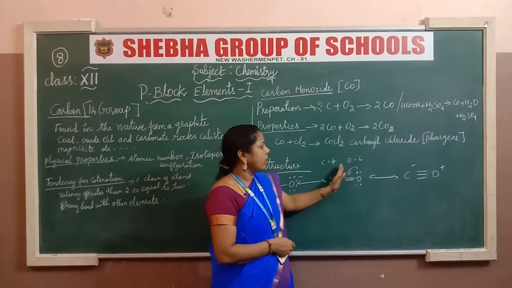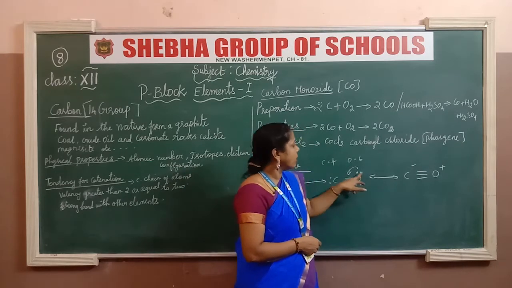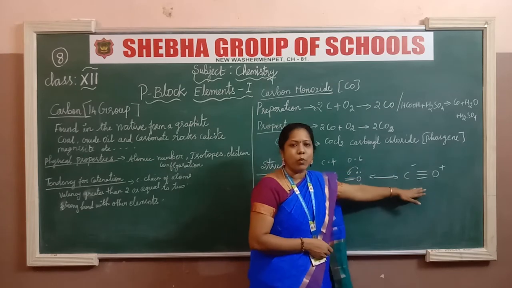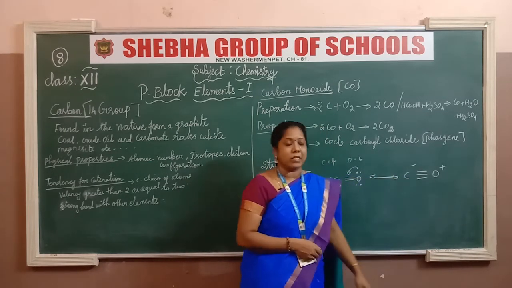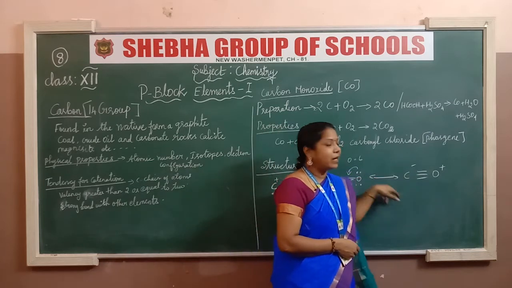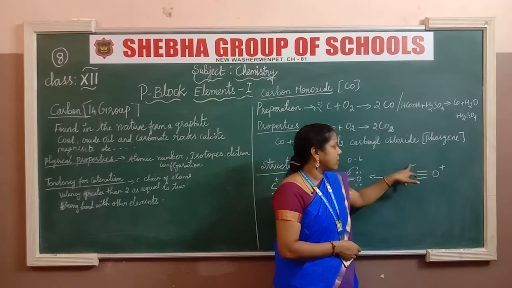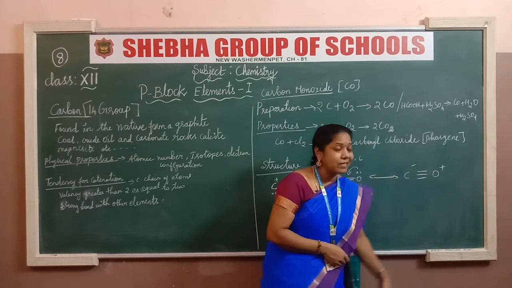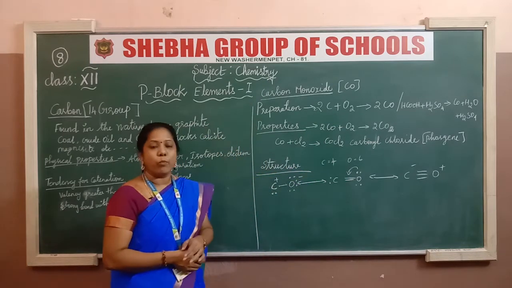Okay, then go through the process again with carbon: the 2 electrons react with the 2 bonds, and it will make a triple bond. Carbon makes a triple bond with oxygen. So this is the structure of carbon monoxide, carbon triple bond oxygen. The charges are: carbon has a minus charge and oxygen has a positive charge. So this is the structure of carbon monoxide.